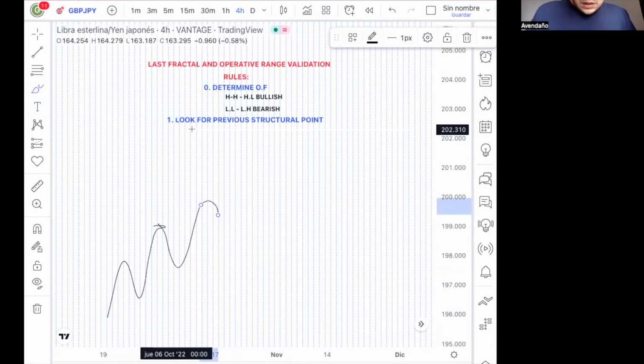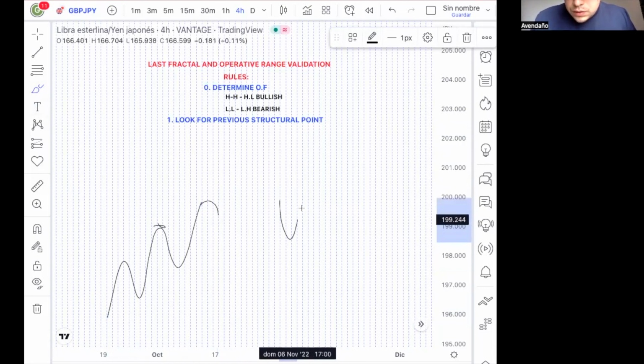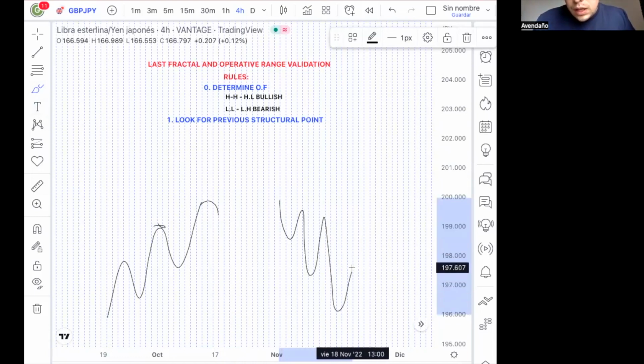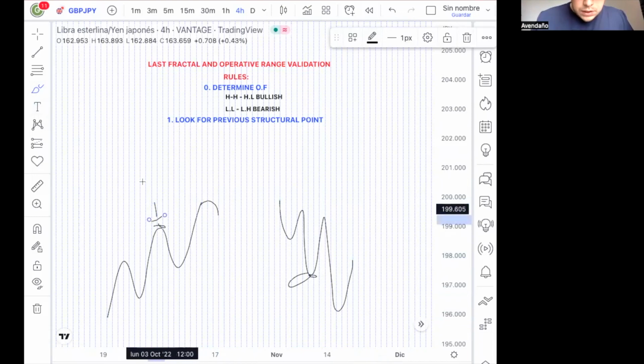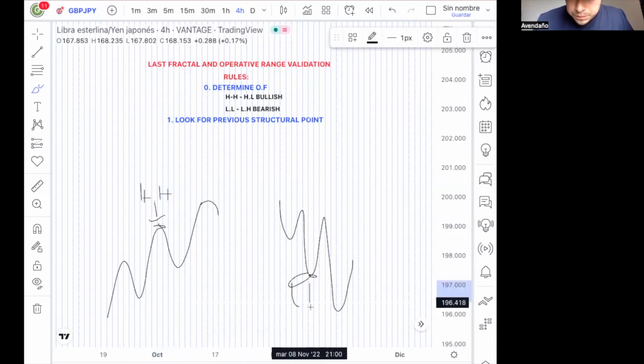Now, let's make the example for a bearish structure. That would be something like this. And in this case, since we need to look for the previous structural point, we will be looking for this lower low, right? That's pretty clear. So, the higher high or the lower low. Perfect.